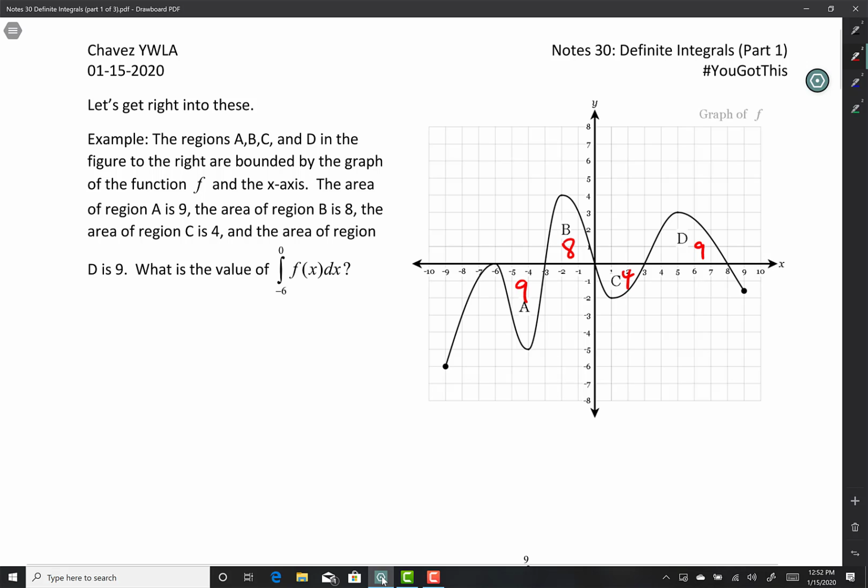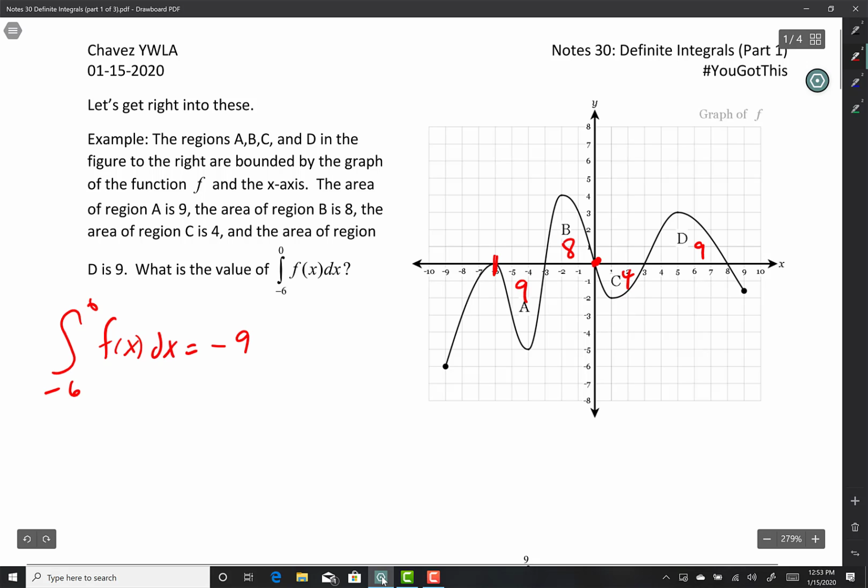What is the value from negative 6 to 0? So I'm going from here to 0. So the integral from negative 6 to 0 of this function, f of x dx, is equal to, so this 9 is below the x-axis, so that's going to be negative 9. And then that 8 is above the x-axis, so I'll put plus 8. Remember that integral just means area under the curve, so negative 9 plus 8 is going to be, and you're done.